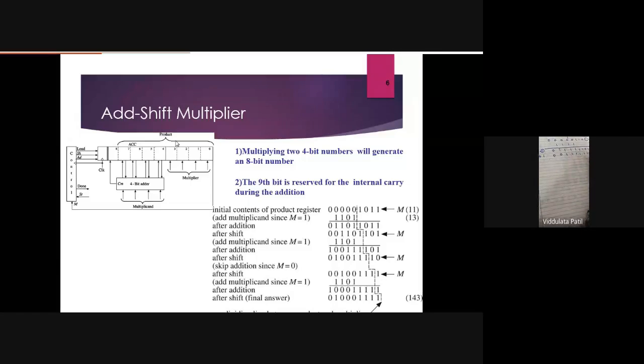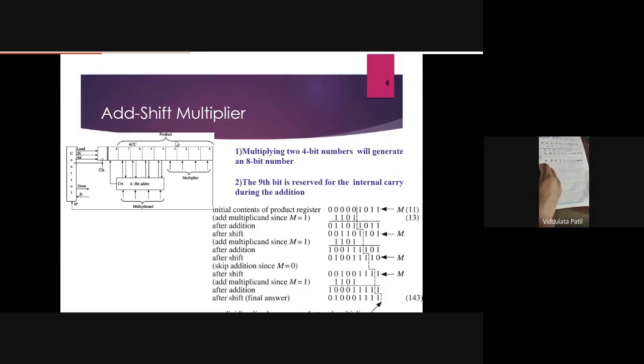Now after shifting I am getting m is equal to 0. That is why I am not going to add a number. That means addition is skipped. Skip addition and then go for the shifting. Okay, so shift by 1 bit to the right. So 0 0 0 1 1 1, 6 times 1. Okay, now m is equal to 1.